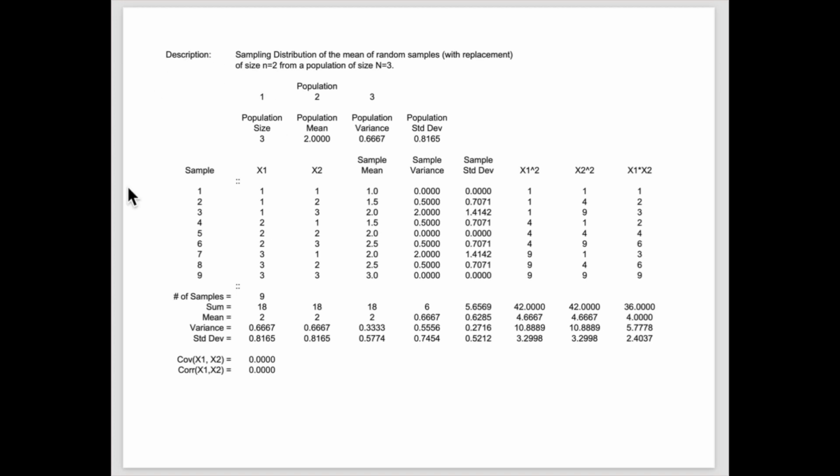So again, creating a spreadsheet like this is going to be very, very, very helpful because it's going to relieve you of having to do all the tedious calculations. That's not the point of this kind of example. The point of this kind of example is to help you understand what a sampling distribution is and the impact that the type of sampling has on that sampling distribution.